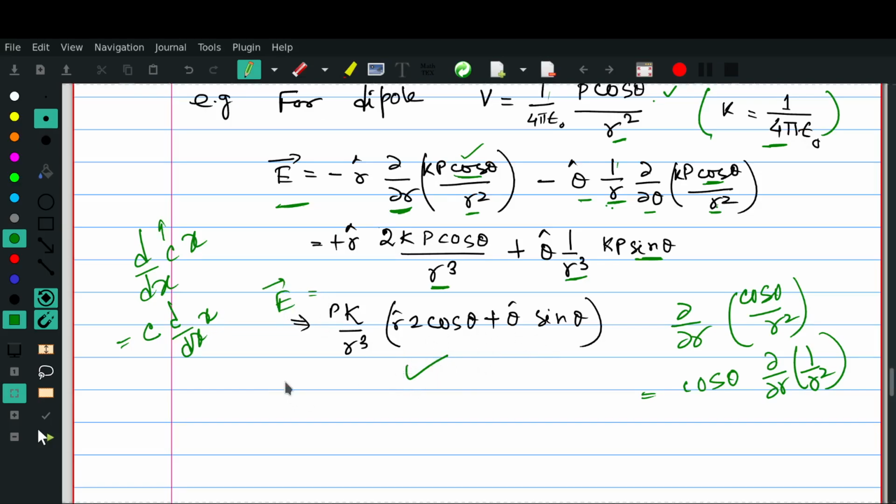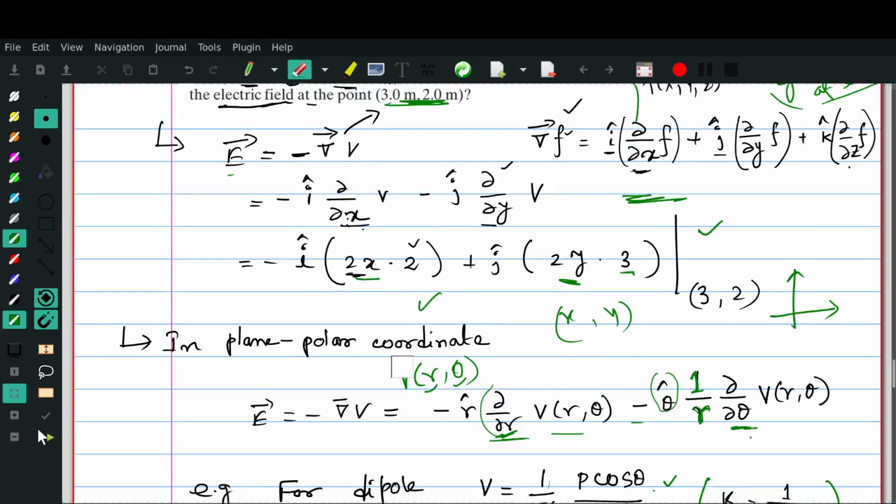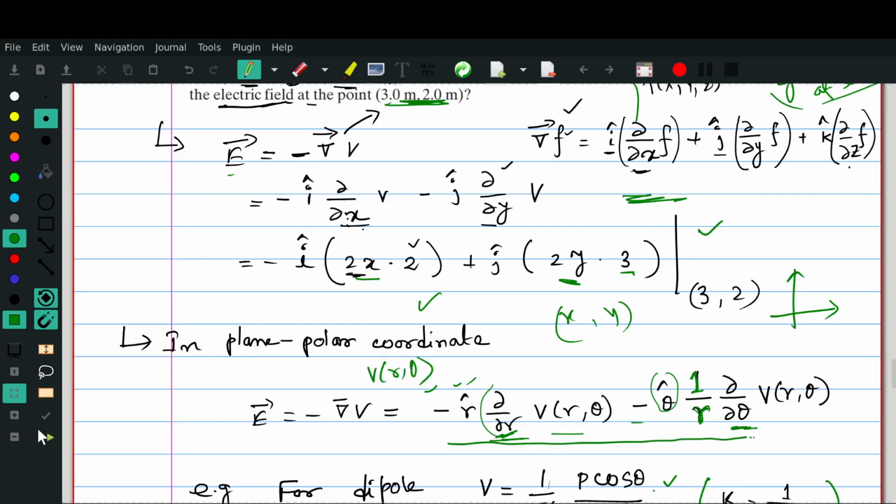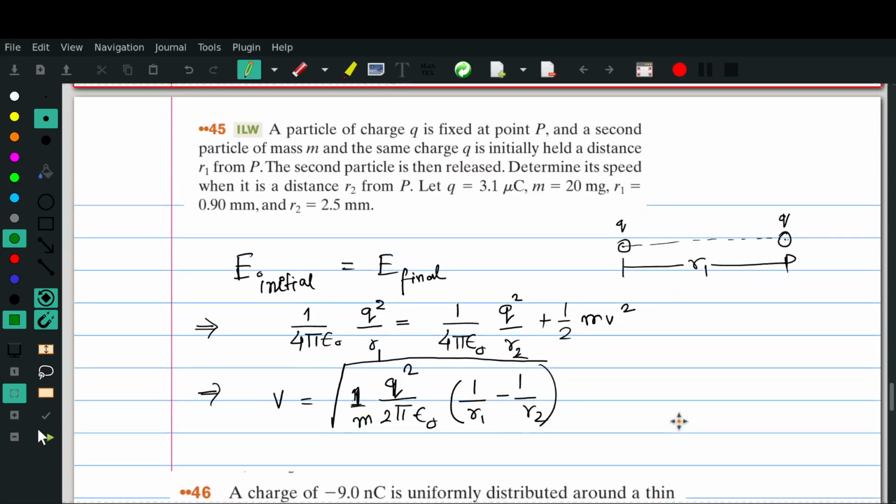If you want to write this in Cartesian coordinates, then that will be a mess, because that will not have this kind of symmetry. So it is always better to write these things in the symmetric coordinates, so then it will be nicer to look at. So just remember this part: when you are given a potential which is a function of r and theta, you have to take the derivative in such a way. Okay, let's move on to the next one.